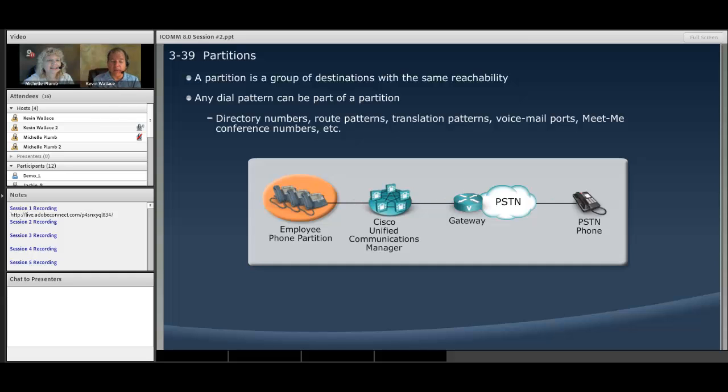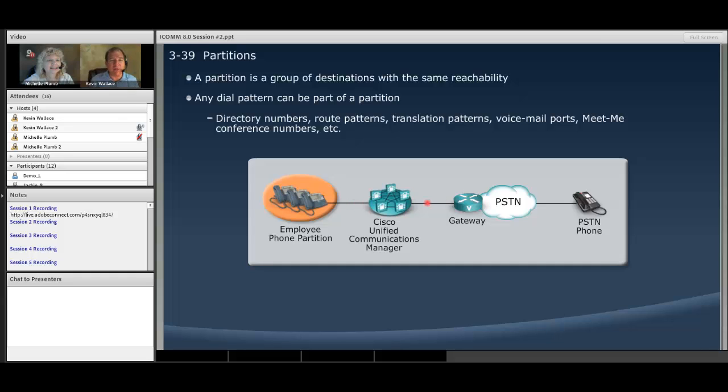The second thing that can go into a partition is a route pattern. You might have a route pattern that matches a pattern that will get you to a local number or a long distance or an international number. Something similar to a route pattern, it also has a pattern that we can match. It's called a translation pattern.